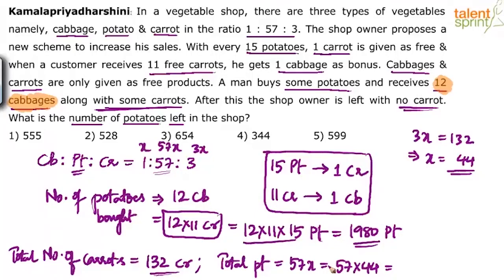If 57 into 40 is 2280, 57 into 4 will be 228. So 2280 plus 228. You're getting it? I'm explaining that split and merge part. You should be able to do this calculation mentally.